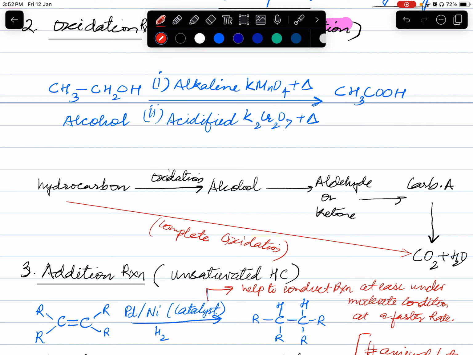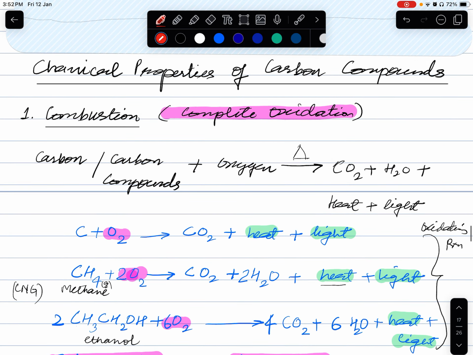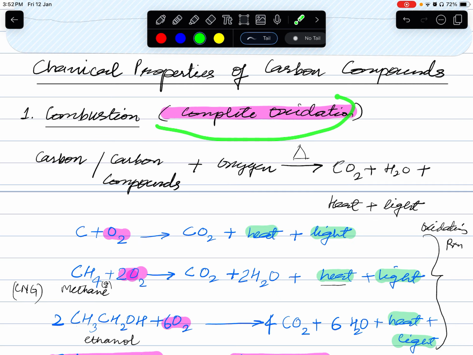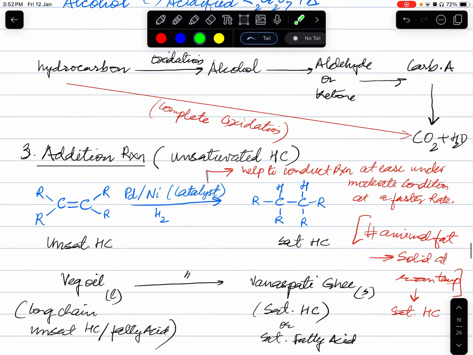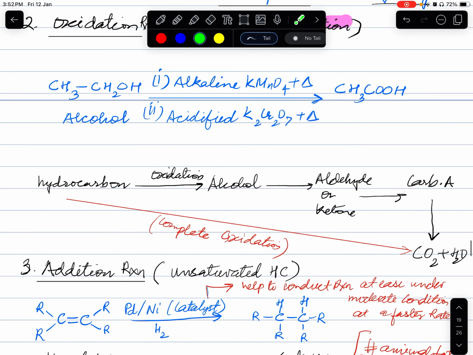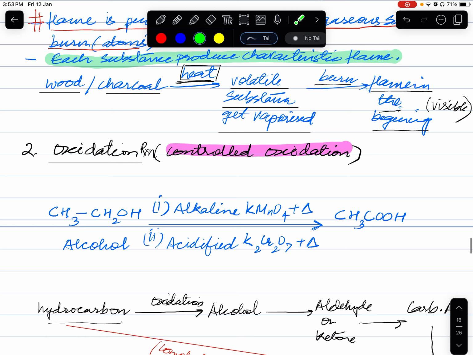Okay, have a look here. In the previous reaction, we call it complete oxidation. And if we control the reaction, or slowly and gradually bring about oxidation, these are the products. The hydrocarbon will first give you alcohol, then aldehyde or ketone, carboxylic acid, then we will get carbon dioxide and water. So next is oxidation reaction.